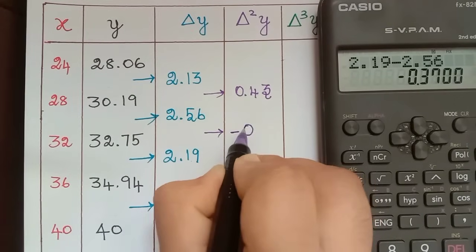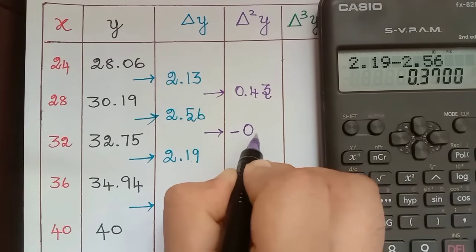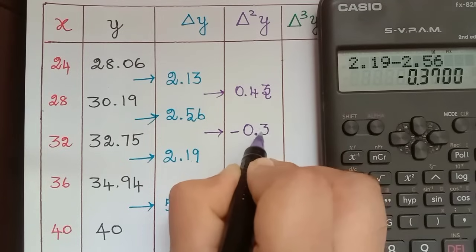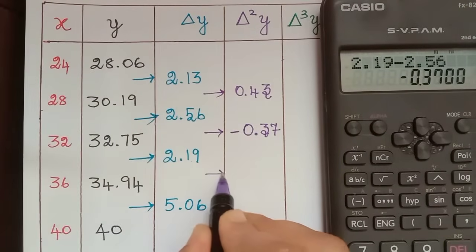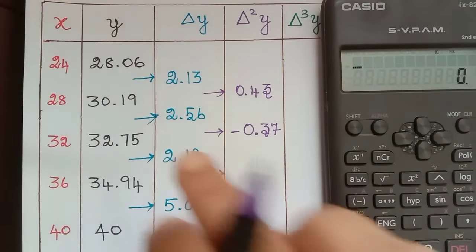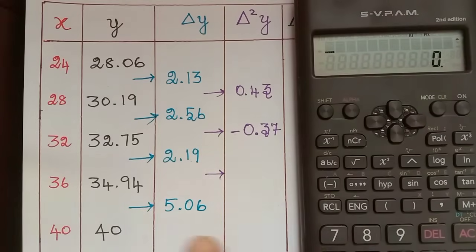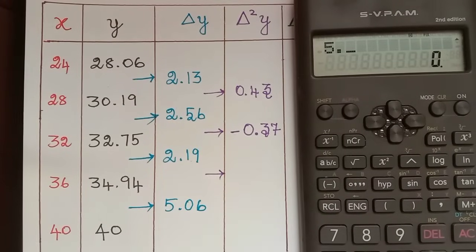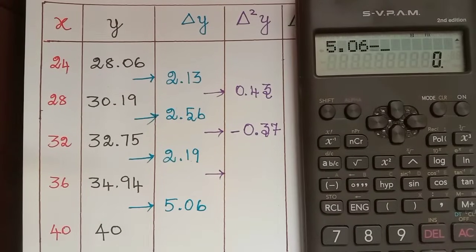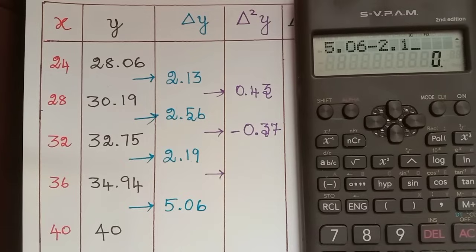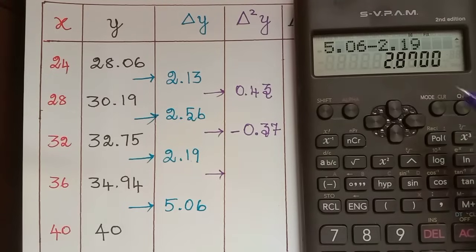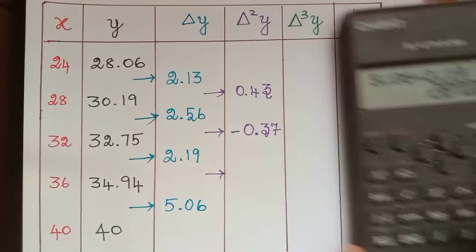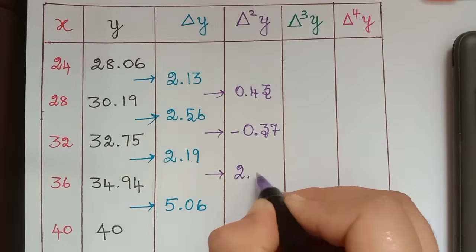Do not forget to write this negative sign. So minus 0.37. Okay, yes. Now next here it will be this value minus this value. By now you must have become thorough with this type of subtraction. So 5.06 minus 2.19, because it is this value minus this value, which is equal to 2.87. So that we have to write here. So 2.87.